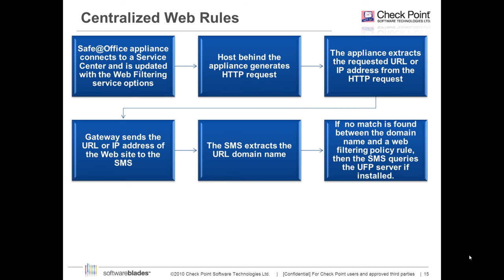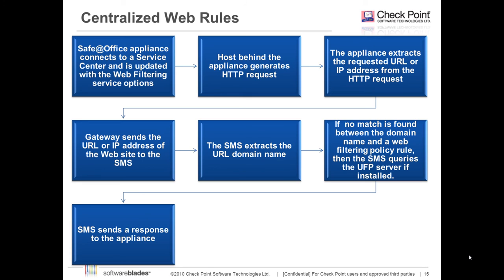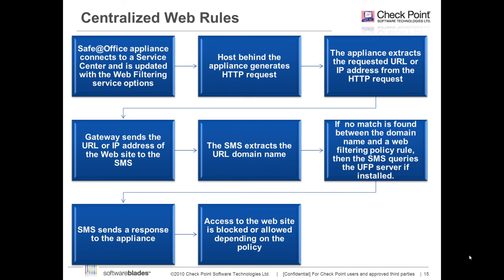If no match is found between the domain name and the web filtering policy rule, then the SMS queries the UFP server, if installed. The SMS sends a response to the appliance. Access to the website is blocked or allowed depending on the policy.